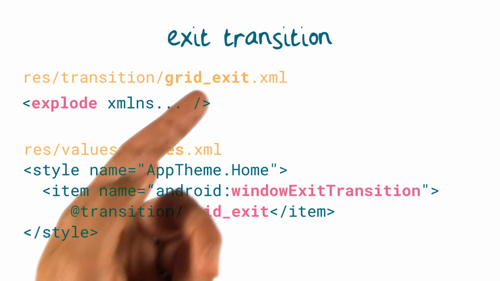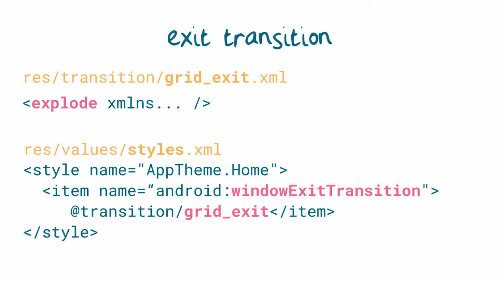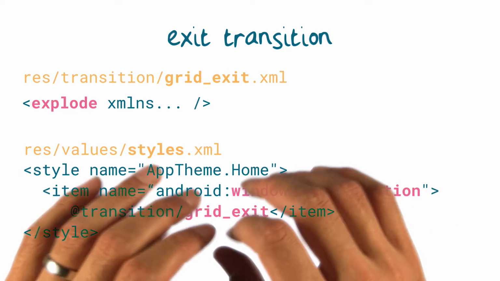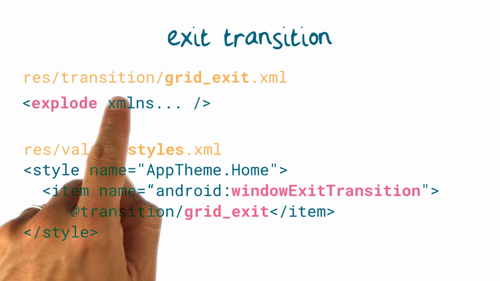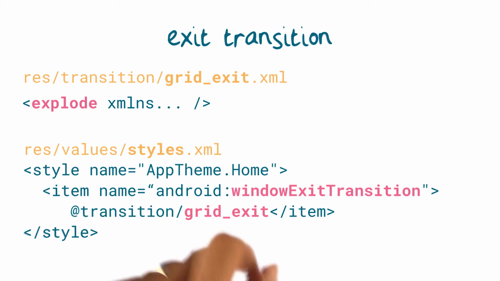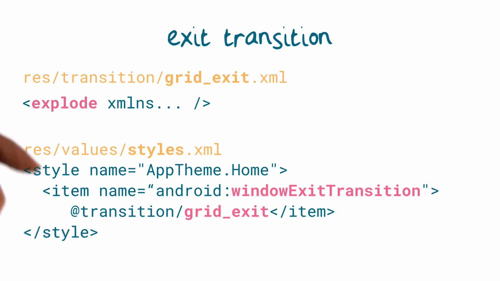Let's add an exit transition to the first grid screen. We'll use an explode transition, which moves all of the views outwards. Let's do this declaratively. First, we create a new file in res transition, and we're going to call it grid exit. You may have to create this transition folder if it doesn't already exist. Now, the transition itself uses the exact same syntax as we saw earlier. To use the built-in explode transition, all we need is this explode tag.